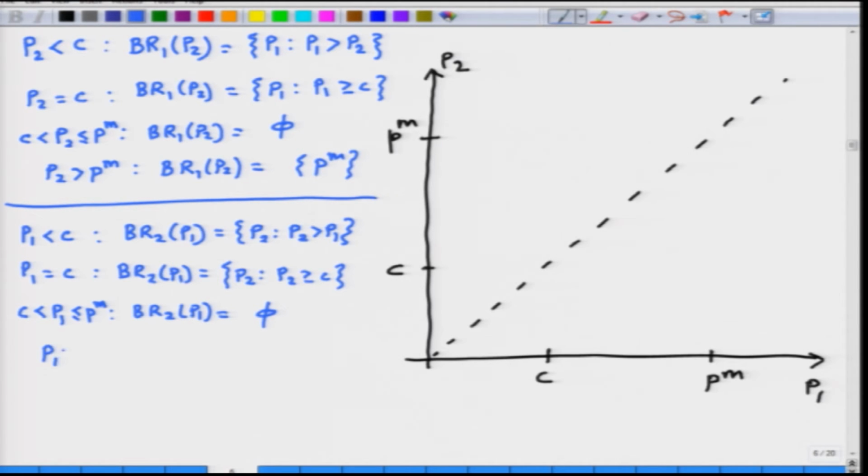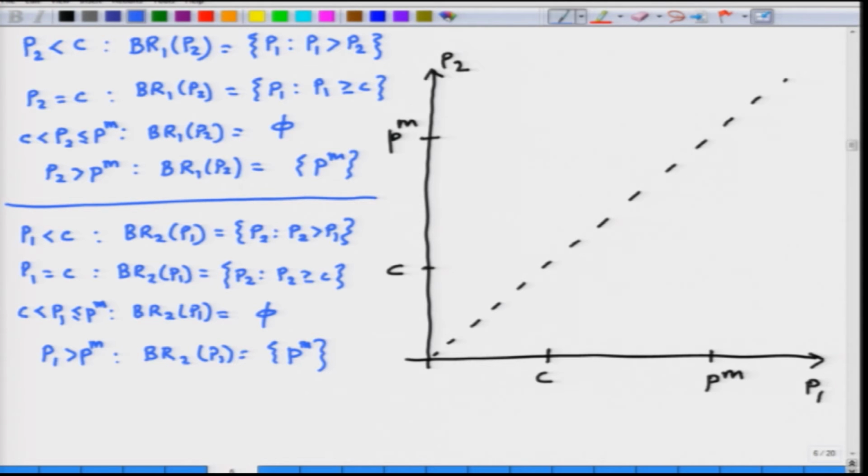And finally, if P1 is a price greater than Pm, firm 2's best response is essentially charging the monopoly price. So, there is a lot of symmetry here. We have the entire characterization of best response functions for firm 1 and for firm 2. Now, what is left? To figure out the Nash equilibrium, we need to ask where the best response functions intersect. The best response functions are actually set valued, so they are a lot more involved.